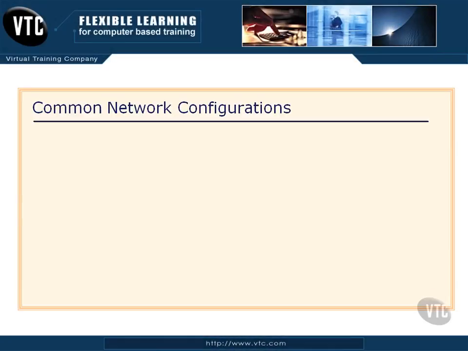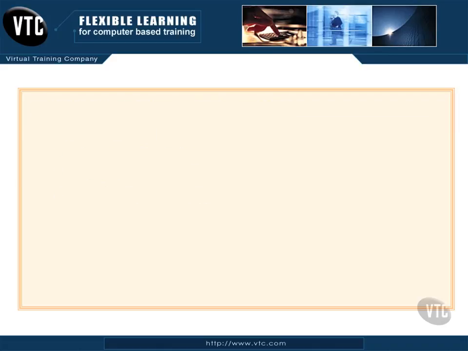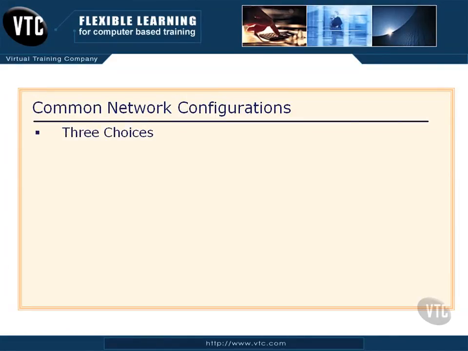So now let's take a look at some common network configurations when you're working in Workstation and you're creating virtual machines. You really have three choices that you can choose from, and I'll actually show you these when we jump out into the virtual networking editor, but we'll take a look at that in a separate video. But the three choices are to use bridged networking, NAT or network address translation networking, or host only networking. Now let's dig into these just a minute and talk about them.